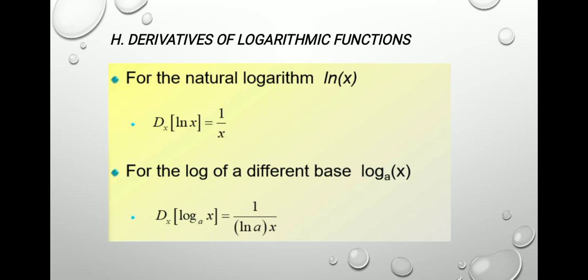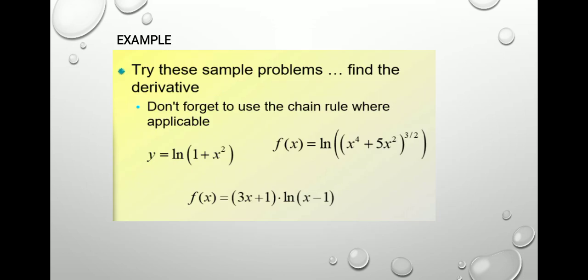Derivative of logarithmic function. For the natural logarithm, d sub x of ln x is equal to 1 over x. For the logarithm of a different base, log a of x, d sub x of log a of x is equal to 1 over the quantity ln a times x. Example, try these example problems. Find the derivative. Don't forget to use the chain rule where applicable.